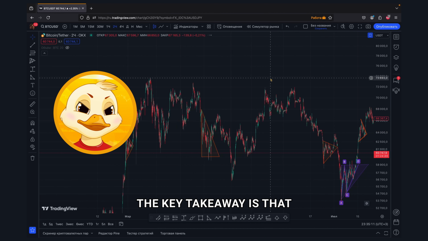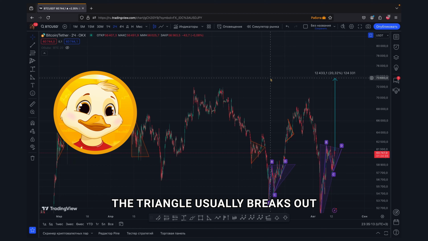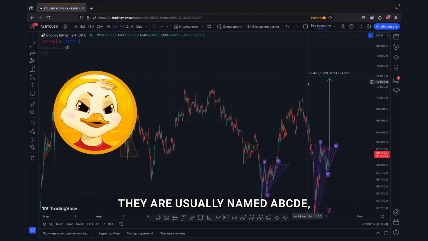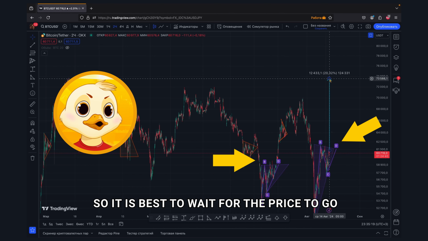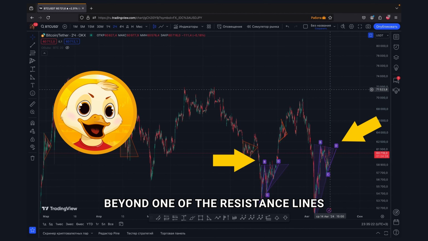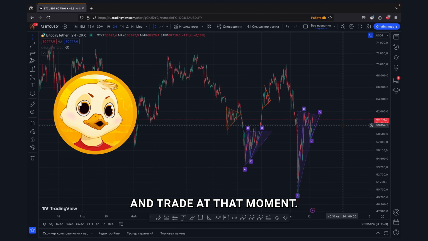The key takeaway is that the triangle usually breaks out on the fifth bounce. The points are usually named A, B, C, D, E, so it's best to wait for the price to go beyond one of the resistance lines and trade at that moment.